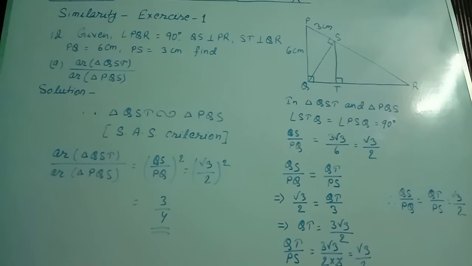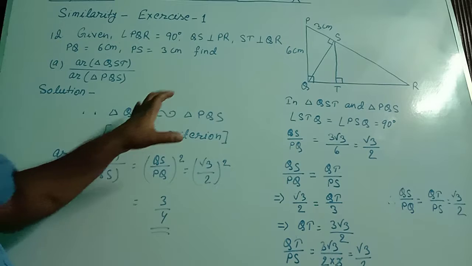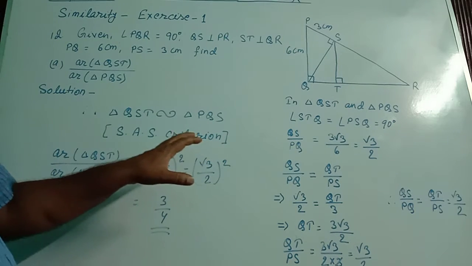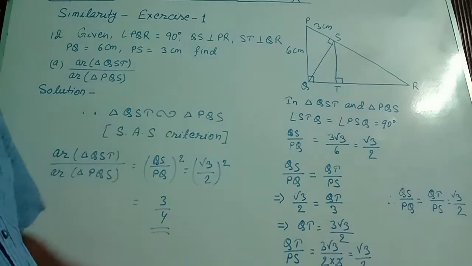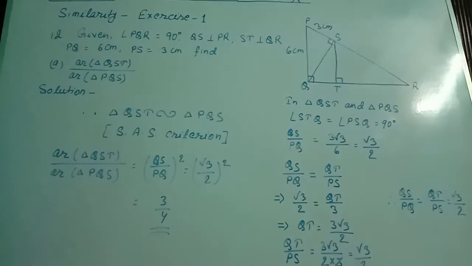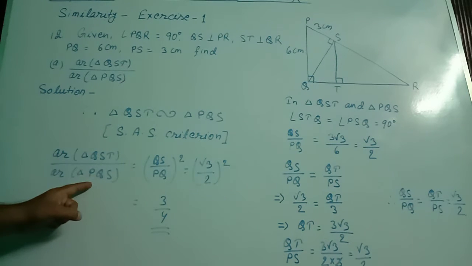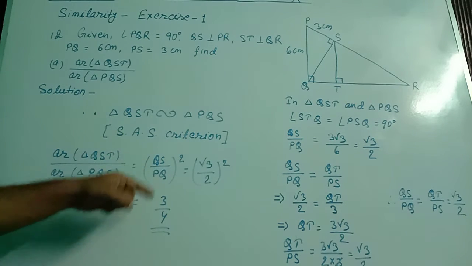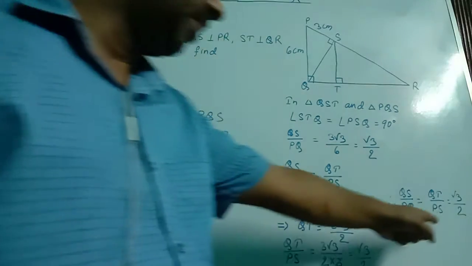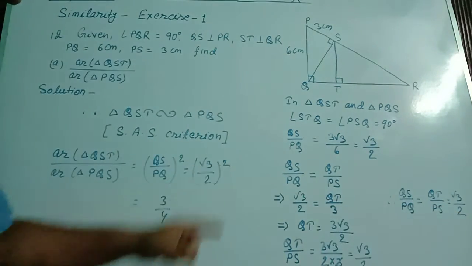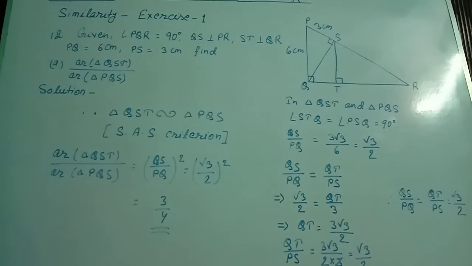Now the rule is the same. So I told you that in this question the criterion of similarity is used differently. A different criterion of similarity is used to prove these two triangles are similar. Now the remaining part of the solution is the same. Area of triangle QST by area of triangle PQS equals the square of the ratio of the corresponding sides, QS by PQ whole square, that we have the value here, root 3 by 2 whole square, that is equal to 3 by 4.